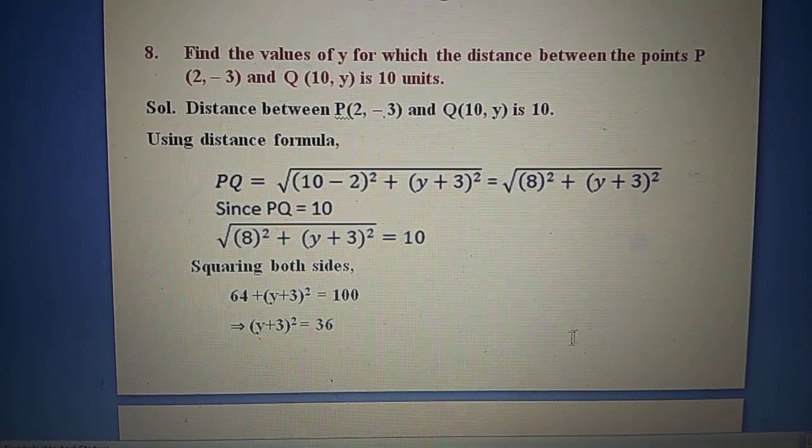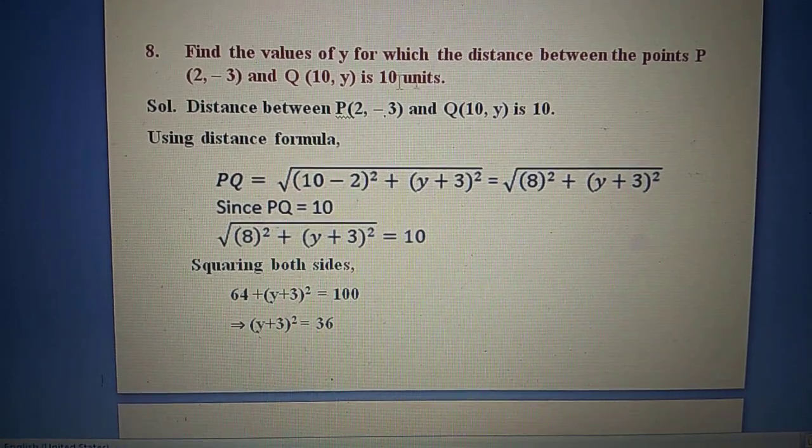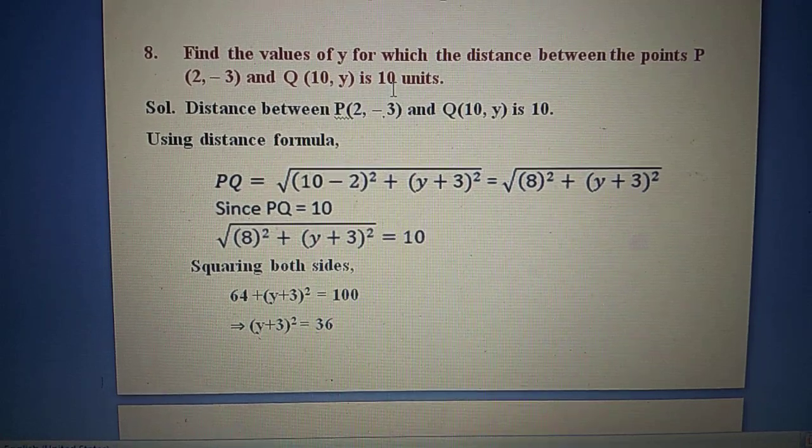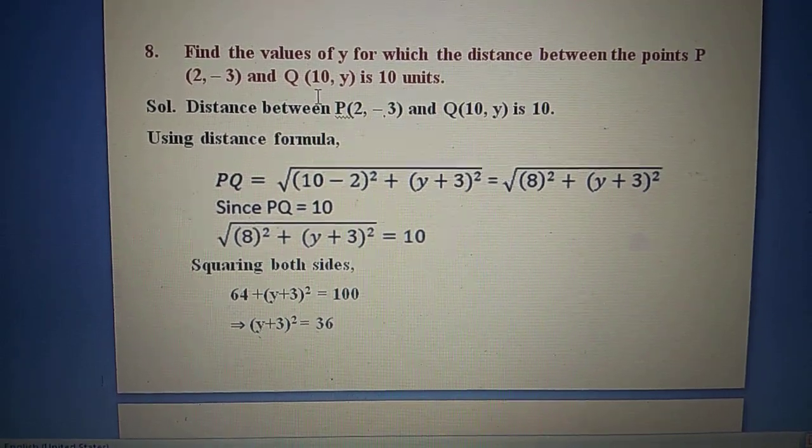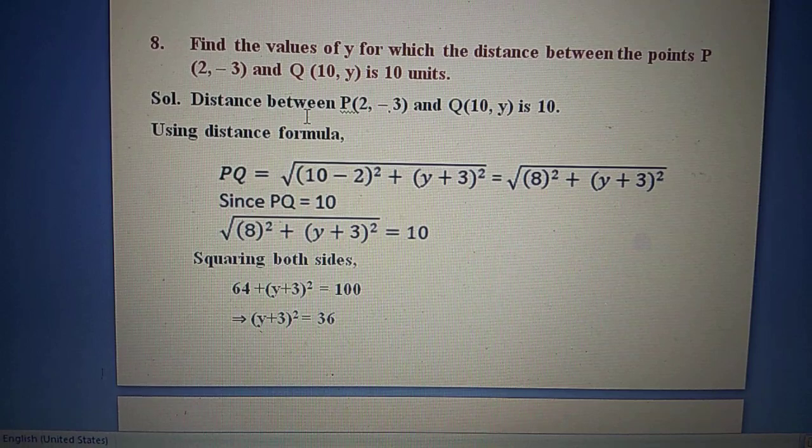Now find the value of y for which the distance between the given points is 10 units. That is question number 8, because question number 7 was already done in the previous video. So now let's move towards question number 8.